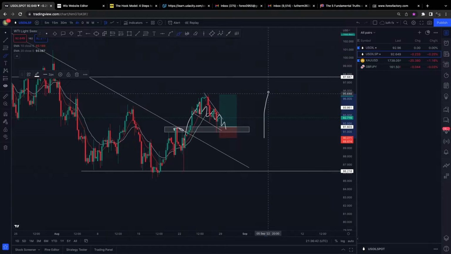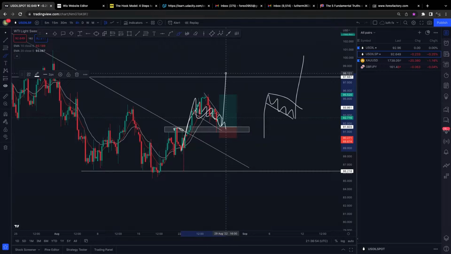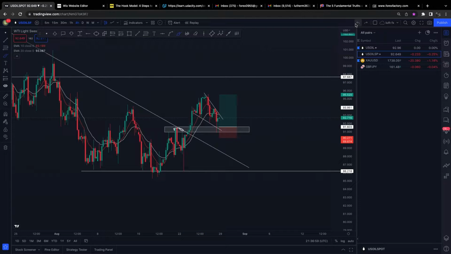Normally when you see this kind of pattern, we're expecting the market to just break out and move to the upside. This is an impulse, correction, impulse move to the upside. So that's a very beautiful no-brainer price action that we are seeing on USOIL.